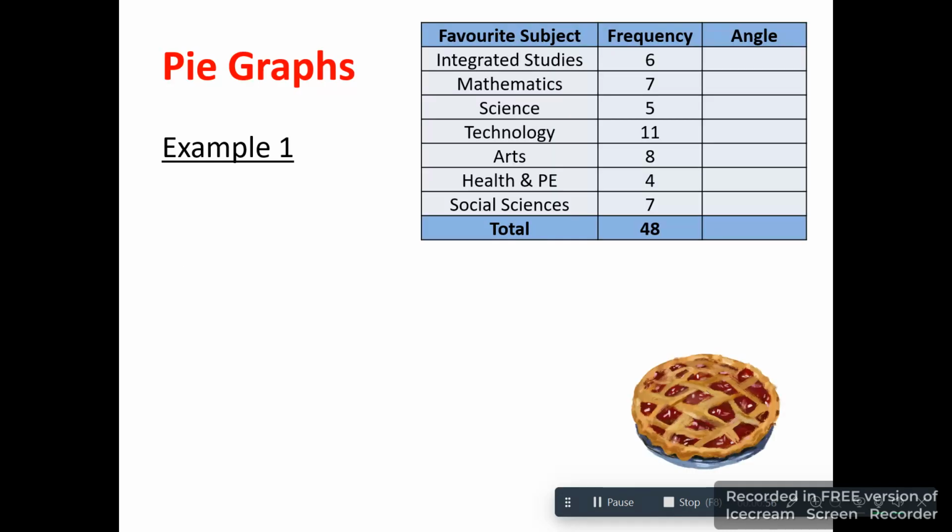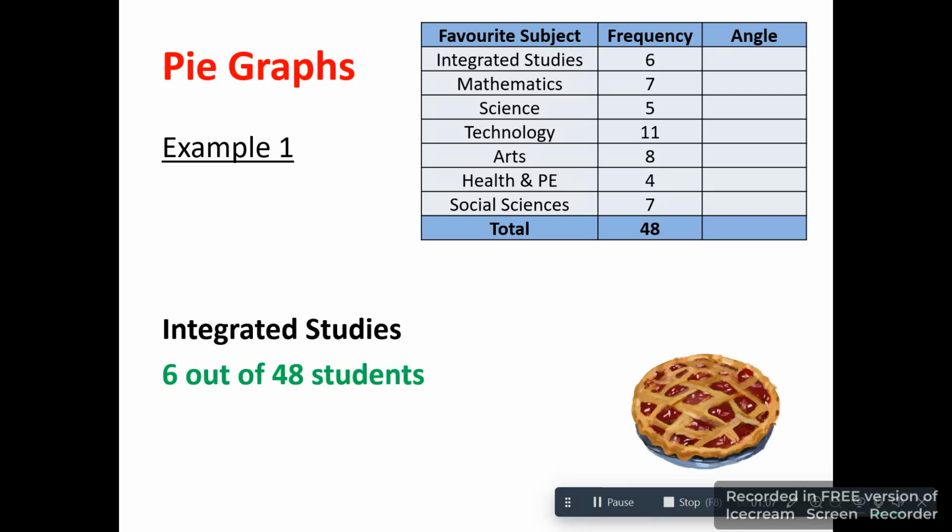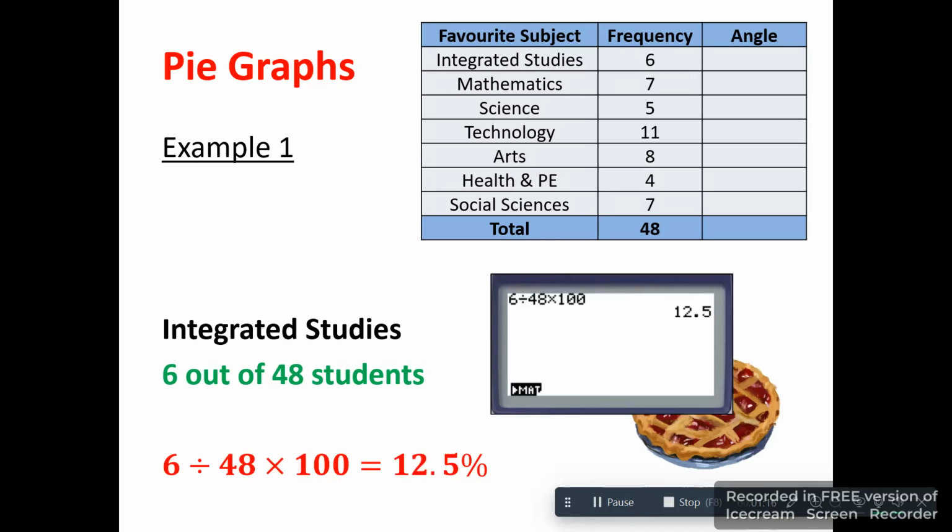The first thing we're going to have to do is work out the angle for each topic, for each sector. It's going to be a circle, and each part of the circle is going to be broken into sectors. So let's start off with integrated studies. 6 of them out of the 48 said that that was their favourite. Now, normally we would go 6 out of 48 times 100, and that would give us a percentage. That would give us 12.5%.